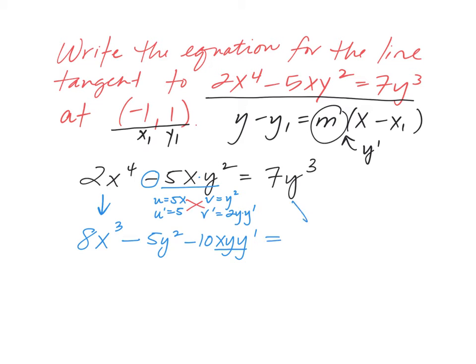So now I'm going to move to my last term. The derivative of 7y cubed will be 21y squared. So I bring the power down, go to 1 less power, times the derivative of the inside, which we'll call y prime.